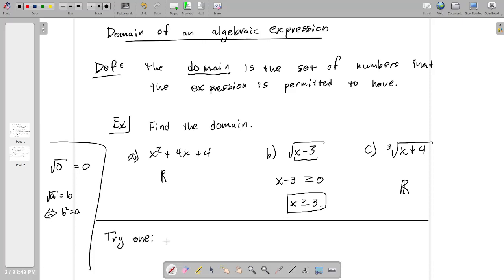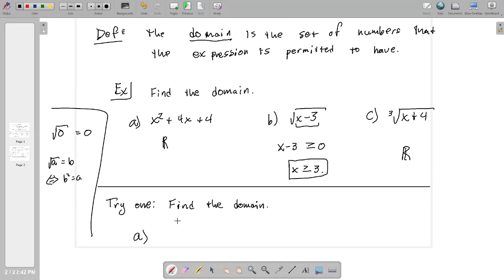I want you to try one. Find the domain of a, 3 over x squared minus x minus 20, and b, 1 over the square root of x minus 3. I will note that you need to be careful with these. There is a number we cannot divide by. You need to take that into consideration when you do both of these problems.